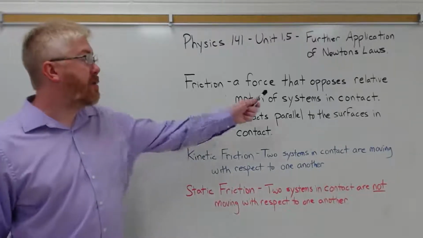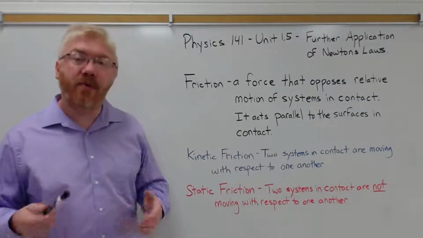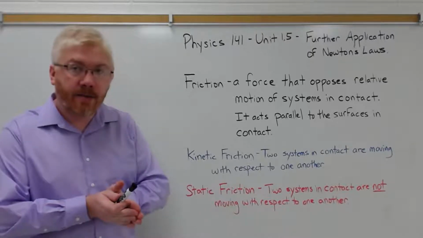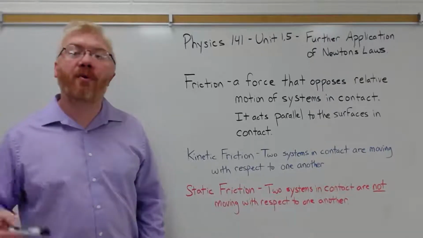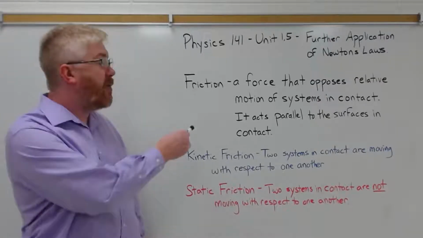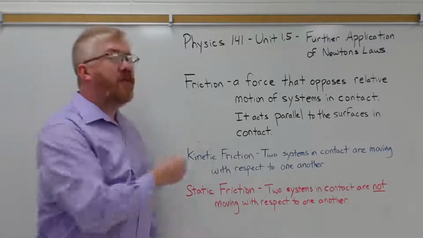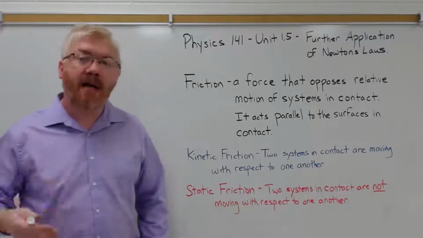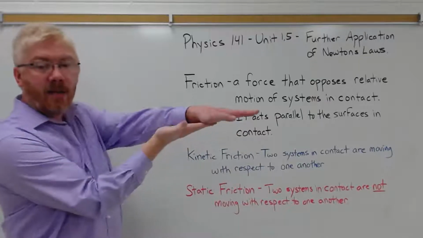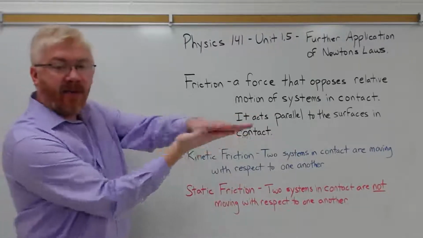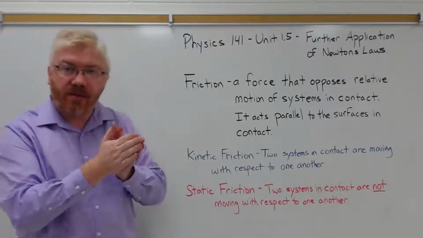So friction is a force that opposes the relative motion of two objects or two systems in contact. It acts parallel to the surfaces in contact. So the normal force was perpendicular to the surface. Friction force is parallel to the surface. Now, it opposes motion. It doesn't like motion. So you have two objects moving along one another. Take your two hands and slide them. Do that fast enough, you can feel the heat that's generated because of the friction between the two surfaces.